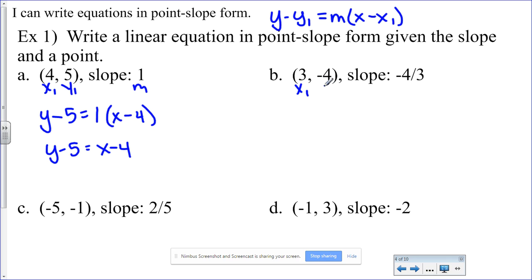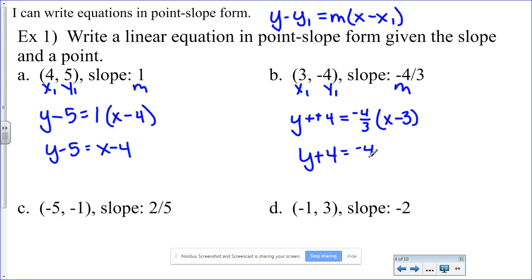Let's go ahead and look at B. If I label the information I have, my point is x1, y1, and my slope is m. So when I plug this in, since it's y minus negative 4, notice my signs are going to change. So it becomes a y plus 4. The slope is negative 4/3. And then my x1 is a positive 3 there, so it should be the opposite when I plug it in my parentheses. So y plus 4 equals negative 4/3 times x minus 3.